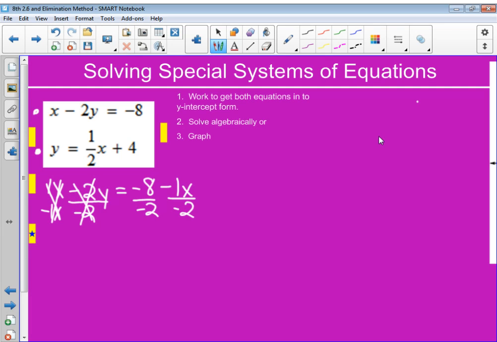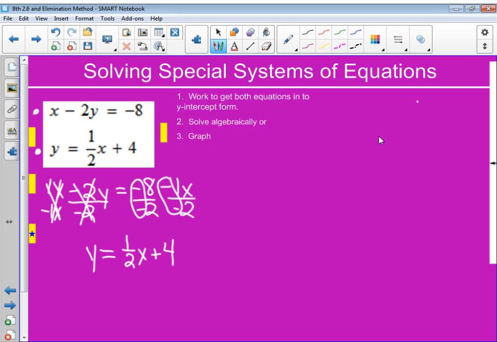Okay, so my new equation is y equals, I'm going to put my x first just in case I want to graph it. 2 negatives make it a positive 1/2 x. And then 2 negatives make this a positive. 8 divided by 2 is 4, so plus 4. Okay, so that's the first equation.